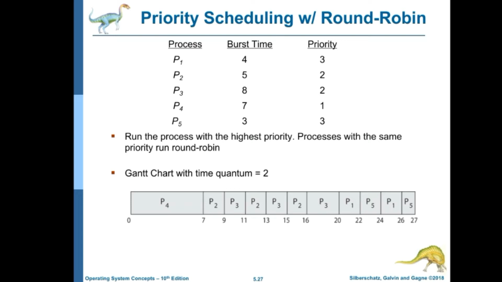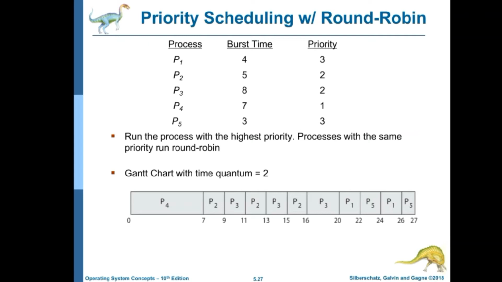We start with P4 because it has the first priority. Its waiting time is 0 and its burst time is 7. Next is the second priority process, which is P2. We add the waiting time and the time quantum of 2, and the total is 9. Then P3 follows, whose priority number is 2. We add its waiting time and time quantum, and the total is 11.